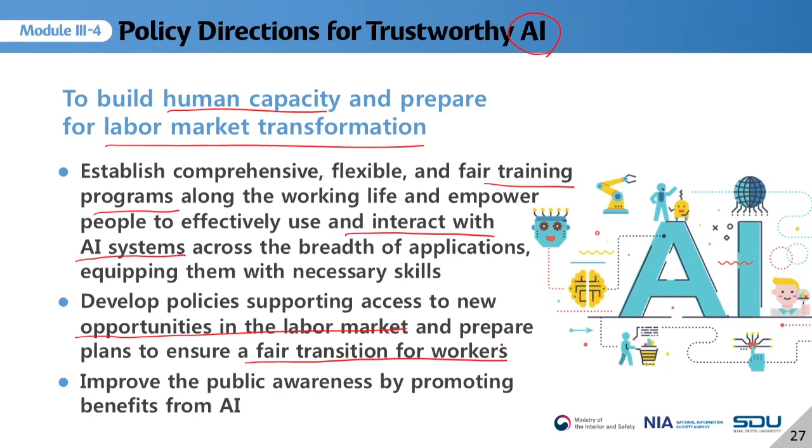And the final policy direction for trustworthy artificial intelligence is to improve public awareness by promoting the benefits of AI. The public needs to know what kind of benefit they can earn from using AI and knowing AI.